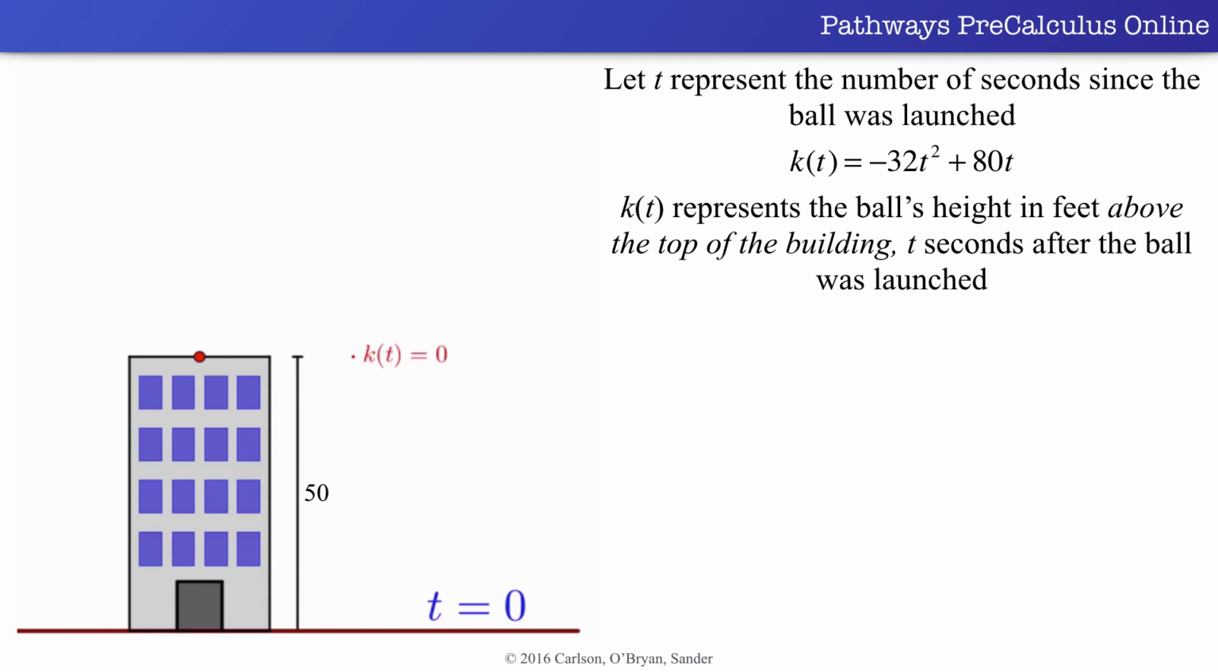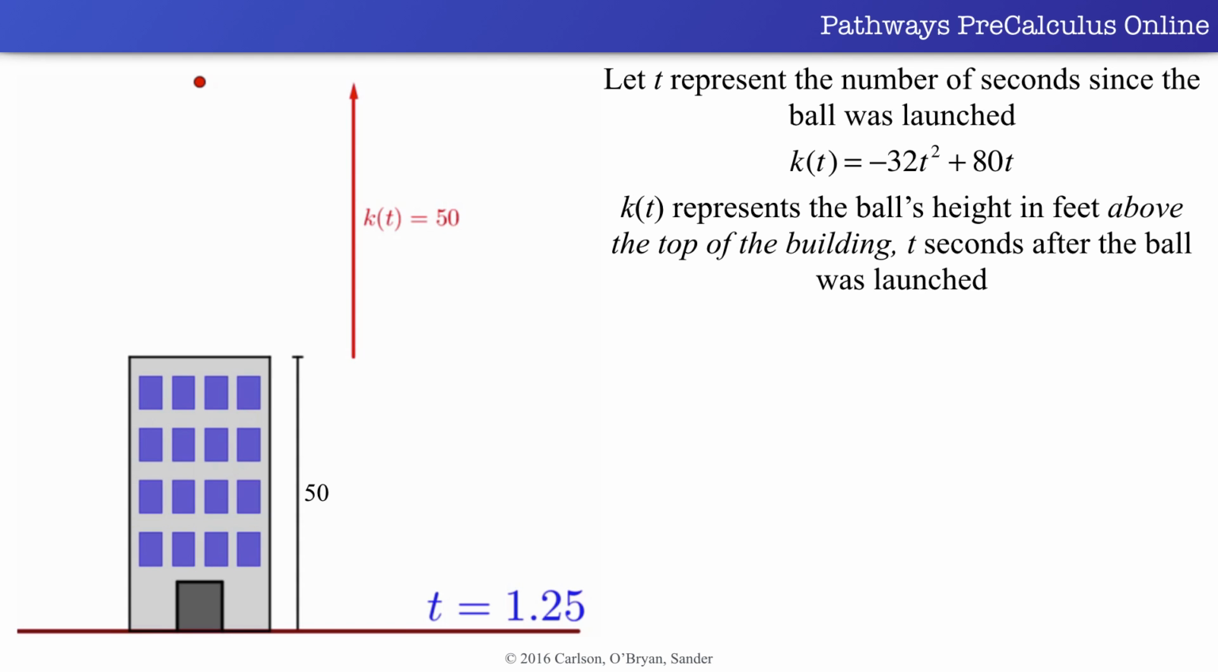Now, let's look at what values k of t, the ball's height in feet above the top of the building, can assume. When the ball is launched, k of t equals 0, since the ball is 0 feet above the top of the building. As the ball travels upward, the value of k of t increases from 0 to 50, since k of t equals 50 when the ball reaches a maximum height of 100 feet above the ground, which is 50 feet above the top of the building.